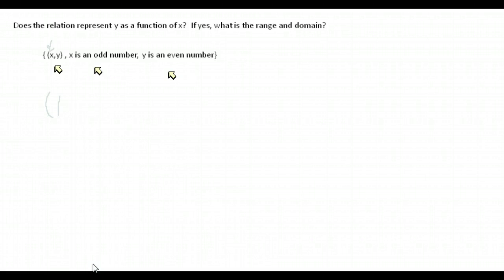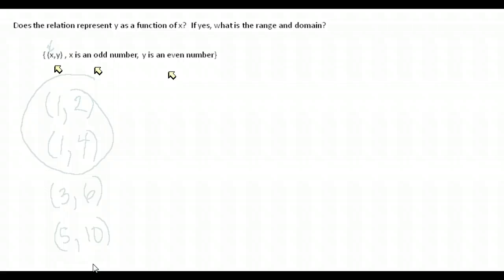Well, let's see. If x is an odd number, it could be 1. y just has to be any even number, so it could be 2. x has to be odd, it could be 1 again. y has to be any even number, it could be 4. Okay, we do have other points, like (3, 6) would be a part of this relation, and (5, 10) would be a part of this relation. But notice we could have an infinite number of points that have 1 as their x and a different y.